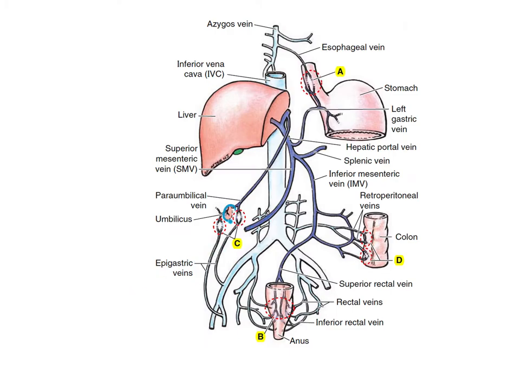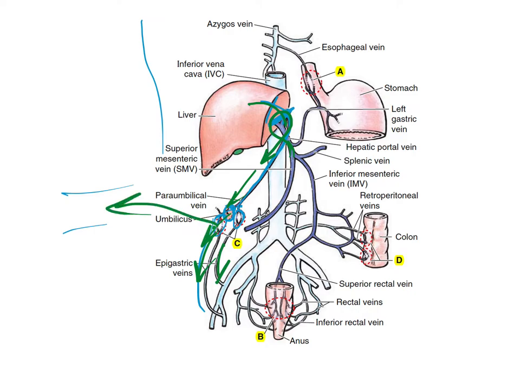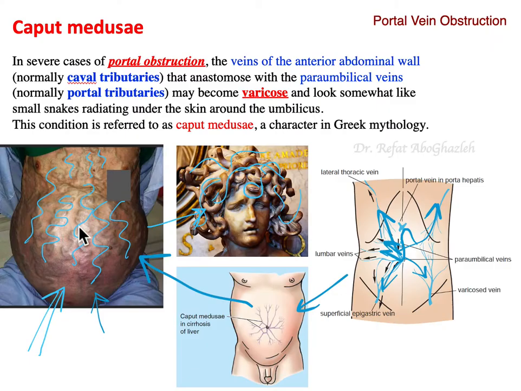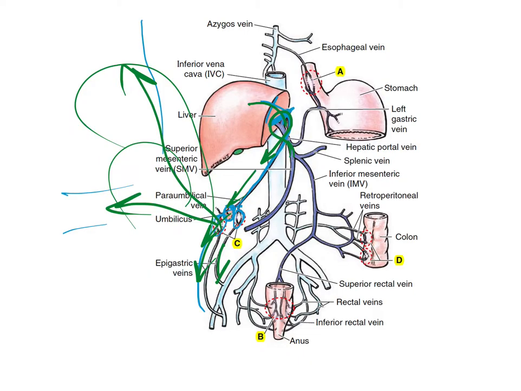So let me show you, this is the umbilicus, and you know the superficial epigastric veins here, and of course the lateral thoracic vein here, lumbar veins here. So anyway, connected with the para-umbilical vein, you see here, that drains into the portal circulation. That means it has a connection here, an anastomosis. In case there is obstruction here or liver disease, then the blood will move back through the para-umbilical veins outside onto the anterior abdominal wall. Then these veins will be dilated, right? It creates the caput medusae you see here.